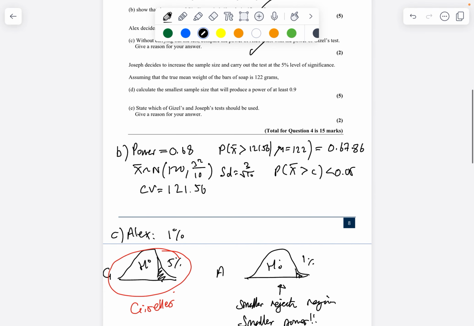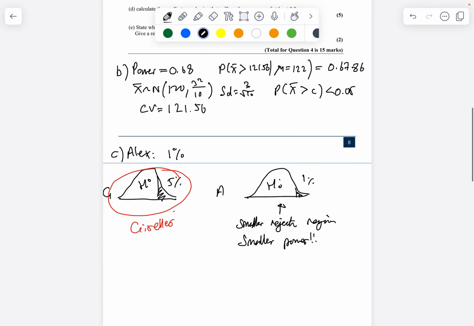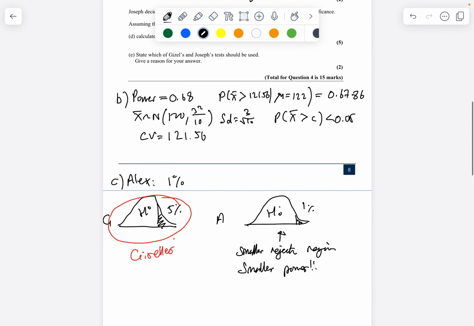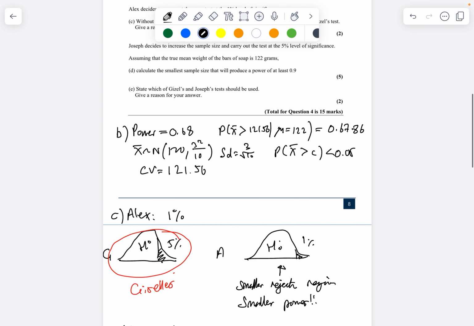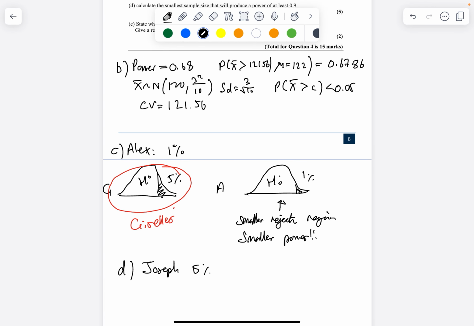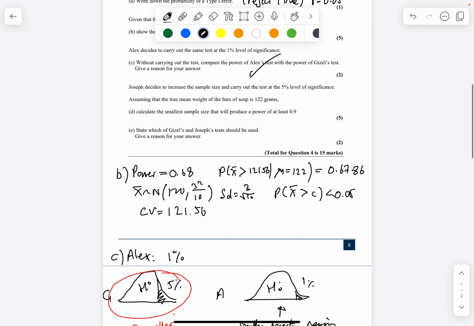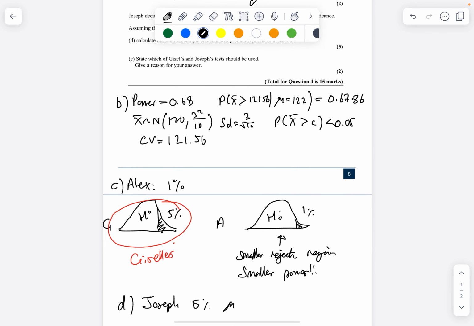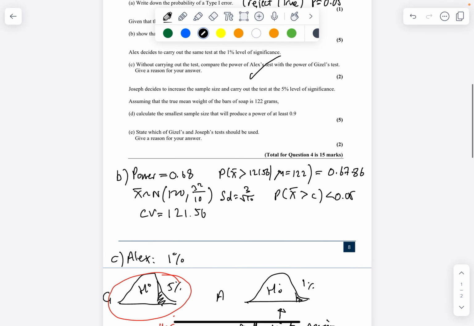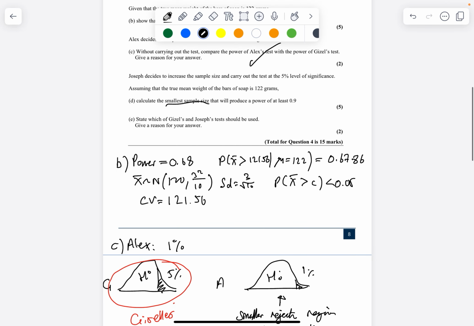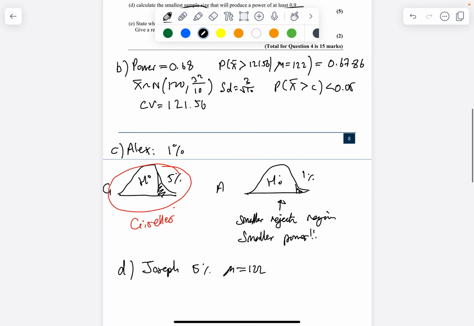Joseph decides to increase the sample size and carry out the test at the 5%. So now we've got Joseph getting involved. So he's carrying out 5%. Assuming the true mean is 122, we've got to work out the smallest sample size. So now this means we don't know what n is, and we want a power of 0.9. So power is 0.9, and n is unknown.